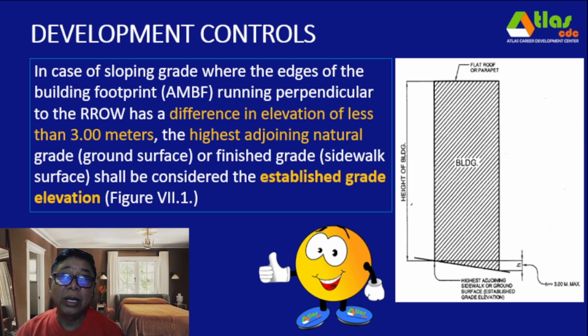elevation. So here, in this illustration, it shows the highest adjoining point versus the lowest adjoining point. If that vertical difference is less than 3 meters, then our building height will be measured from that highest adjoining point, which is your established grade elevation, up to the flat roof or the parapet of a building. So let us apply this to our sample problem.